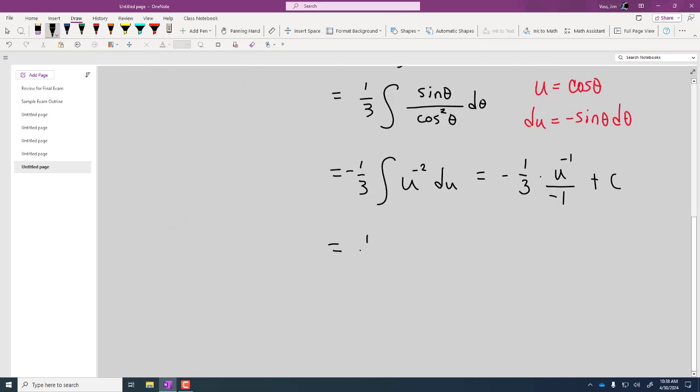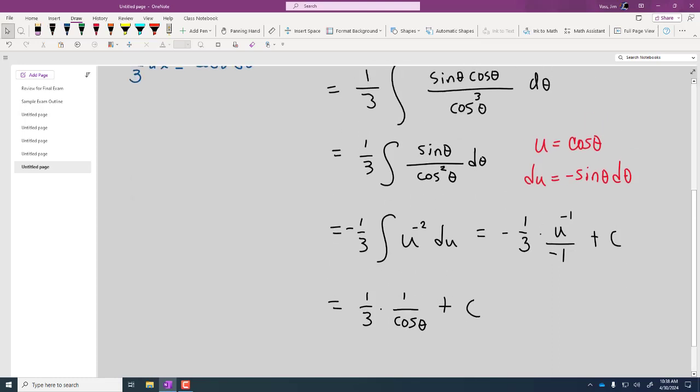This becomes positive 1/3 multiplied by u to the -1. So that's 1 over u, 1 over cosine, plus c. Or you could write it as secant, 1 over cosine is secant, doesn't matter. Okay, we're almost there.